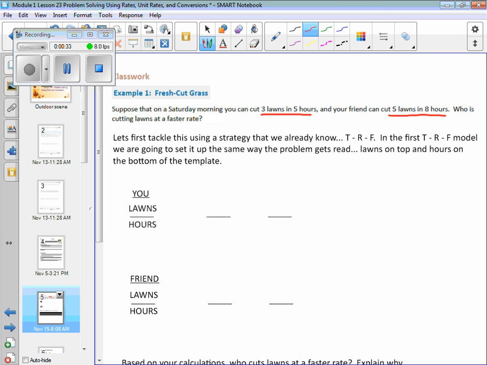So we're just going to plug it into the template, 3 to 5, and the friend does 5 and 8. So what we're going to do, since this first example has hours on the bottom, we're going to solve for the unit rate for hours. We want to figure out what you and your friend can cut in 1 hour. So 1's going to come on the bottom, and we're going to go through division like we've normally have done.